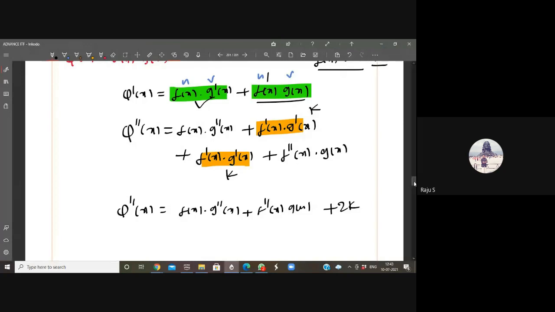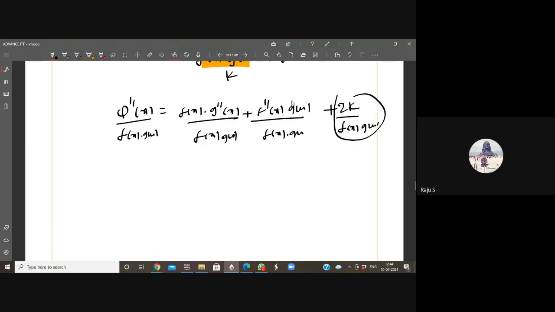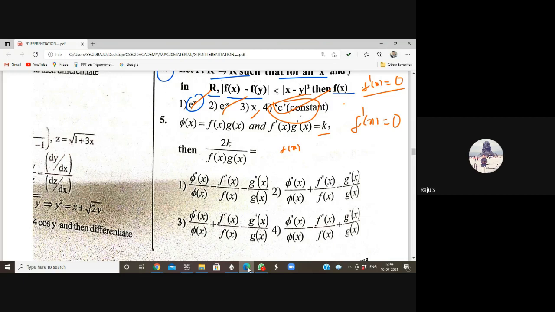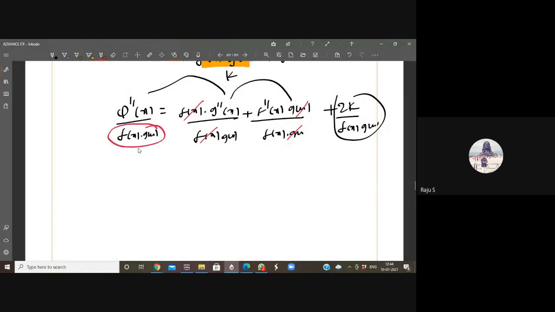Students, anyone? They're asking 2k by f of x g of x. Divide each term by f of x g of x. Okay, here is the question. These two values you can take to the left side. Here f of x g of x get cancelled. According to that, f of x into g of x, shall I write this value as phi of x here? Phi double dash of x by phi of x. Yes or no? This is the given question, phi of x.